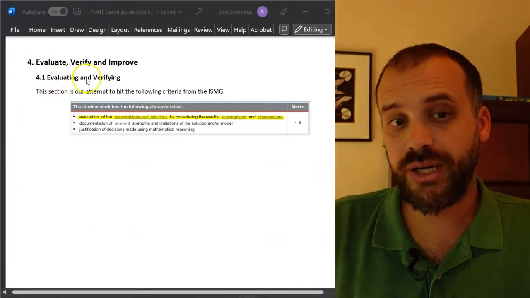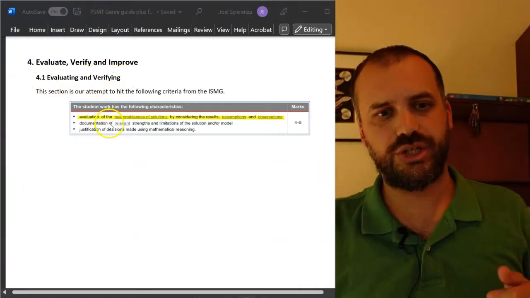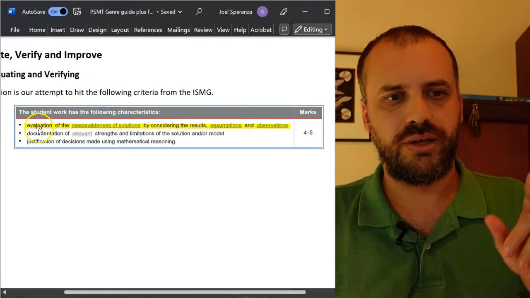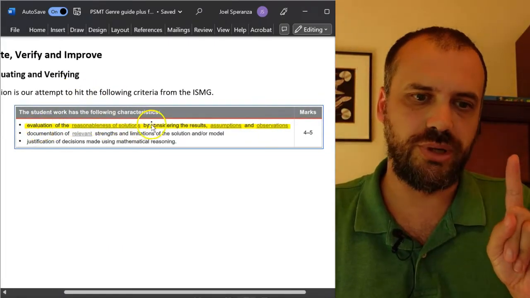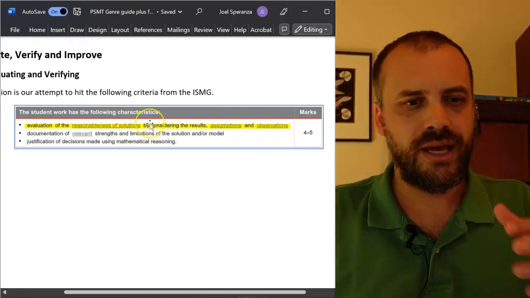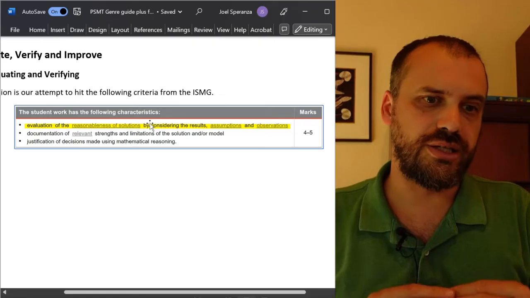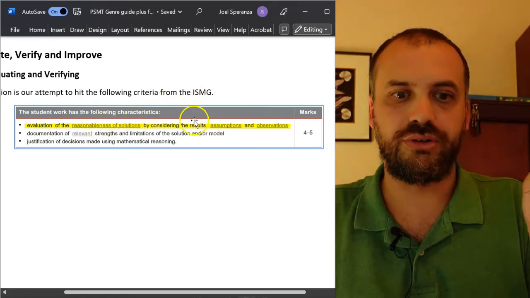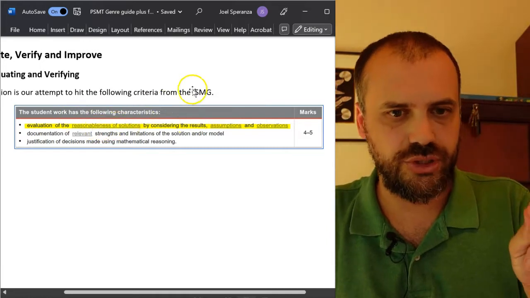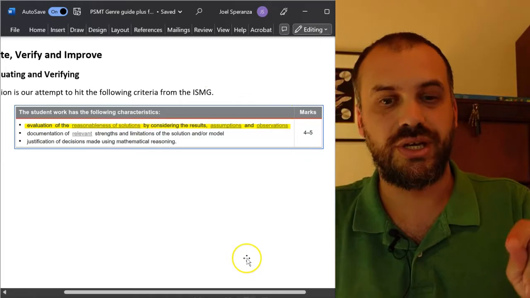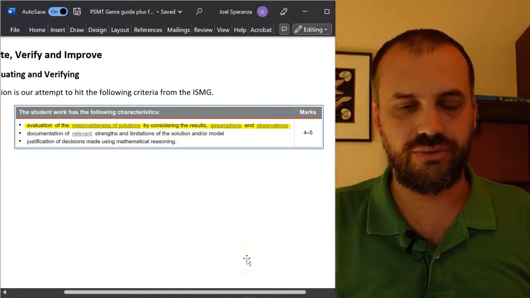So we're at evaluating and verifying. That's what we're calling this section. And this is where we're really trying to hit this part of the ISMG. Evaluate the reasonableness of solution by considering the results, assumptions, and observations. As a maths teacher, I often think about this as 3 dot points. Reasonableness of solution by considering the results, reasonableness of solution by considering the assumptions, and reasonableness of solutions by considering the observations. And you really need to hit all 3 of those.